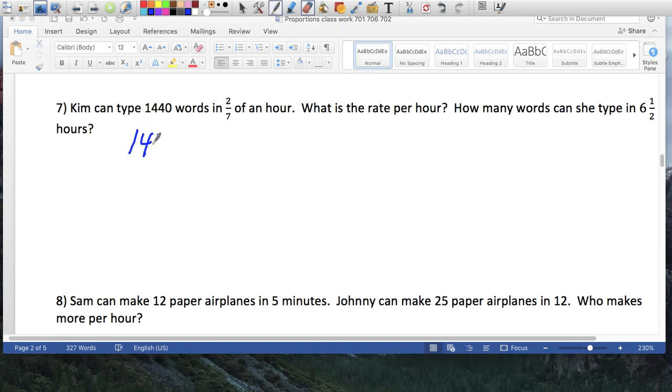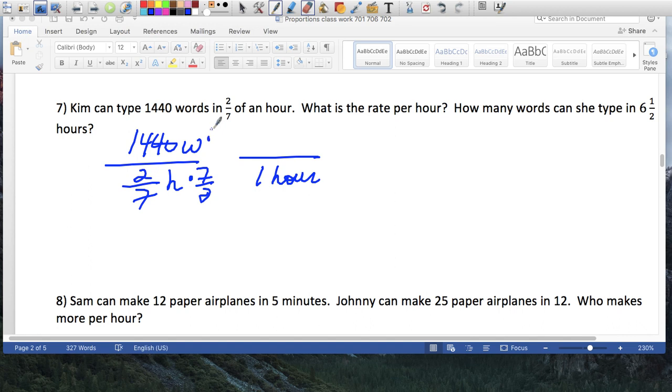I like to write it like this: words in 2/7 of an hour. So you want to find the rate per hour, right? In 1 hour, how much does she write? So let's multiply this by 7 over 2, and on top by 7 over 2. The bottom will cancel out and simplify to 1. On top, we're going to multiply 1,440 times 7 and then divide it by 2, which means that she writes 5,040 words in 1 hour.